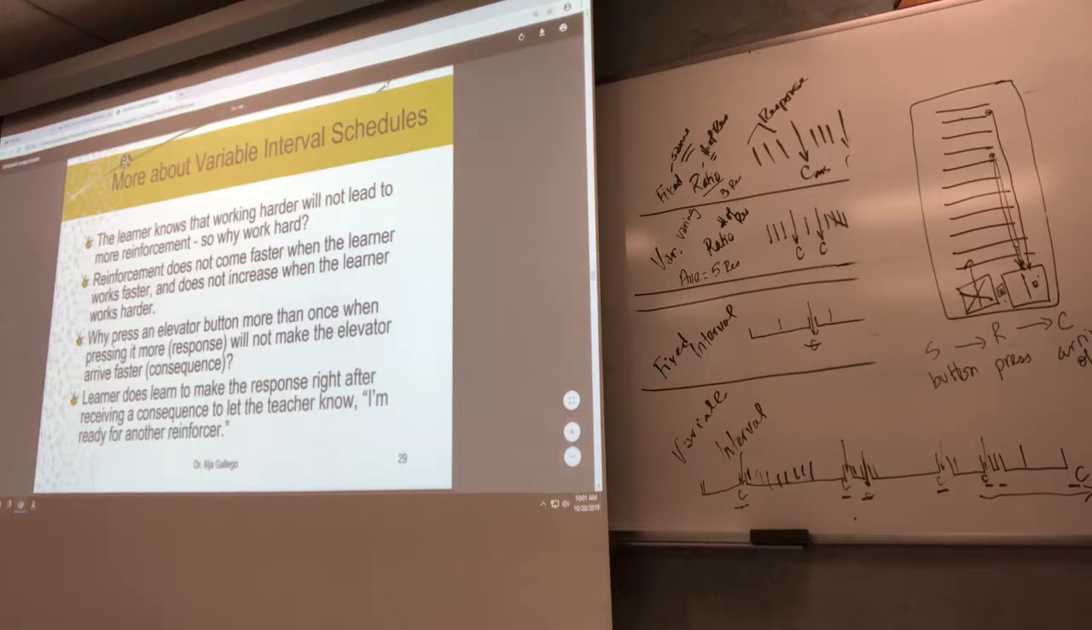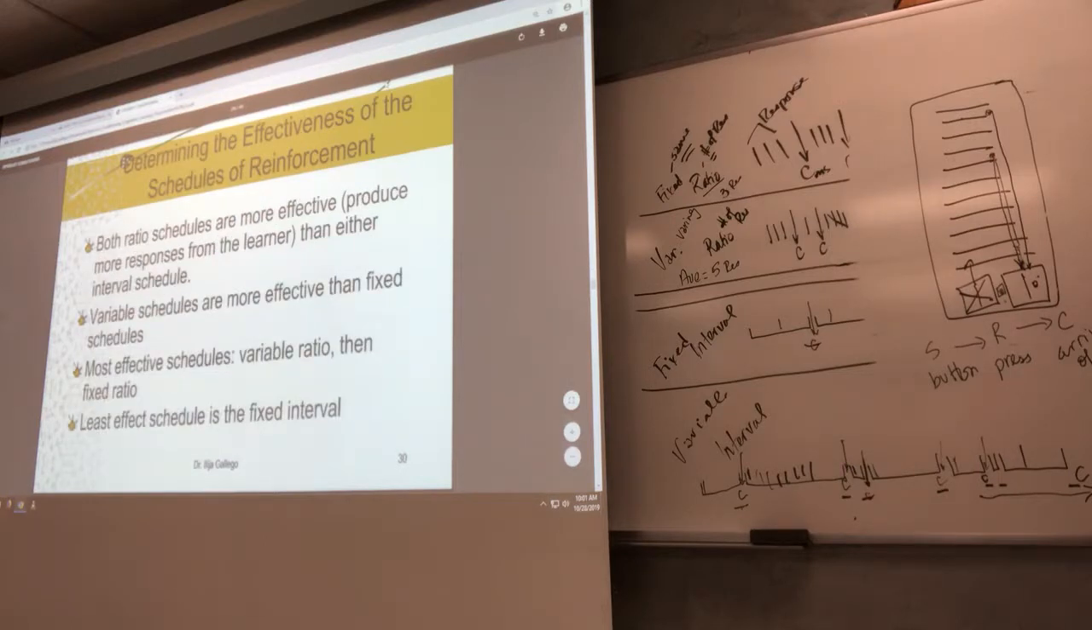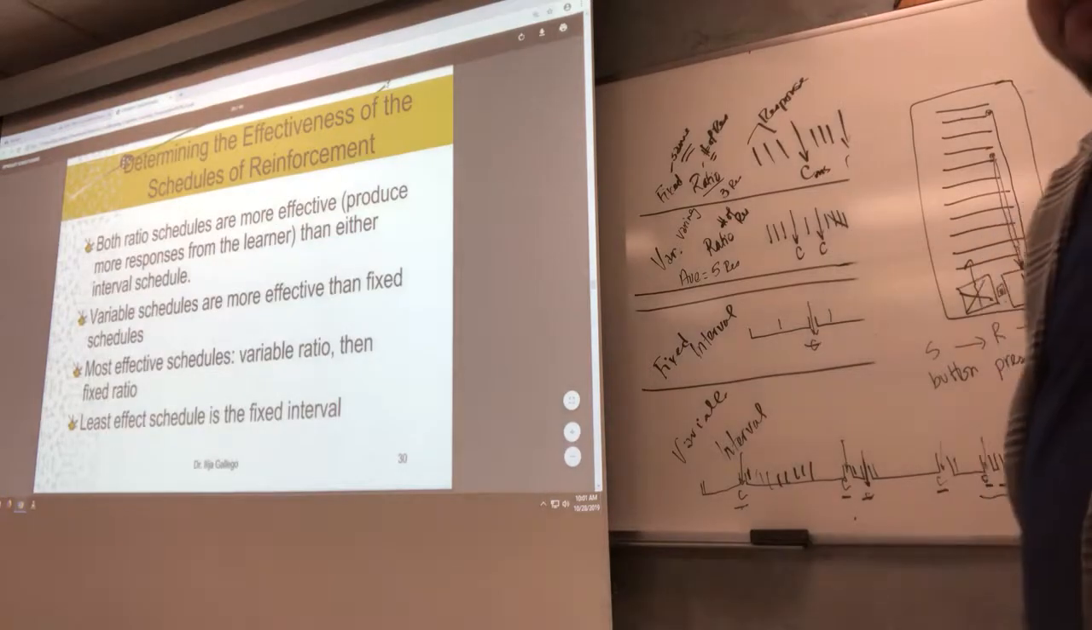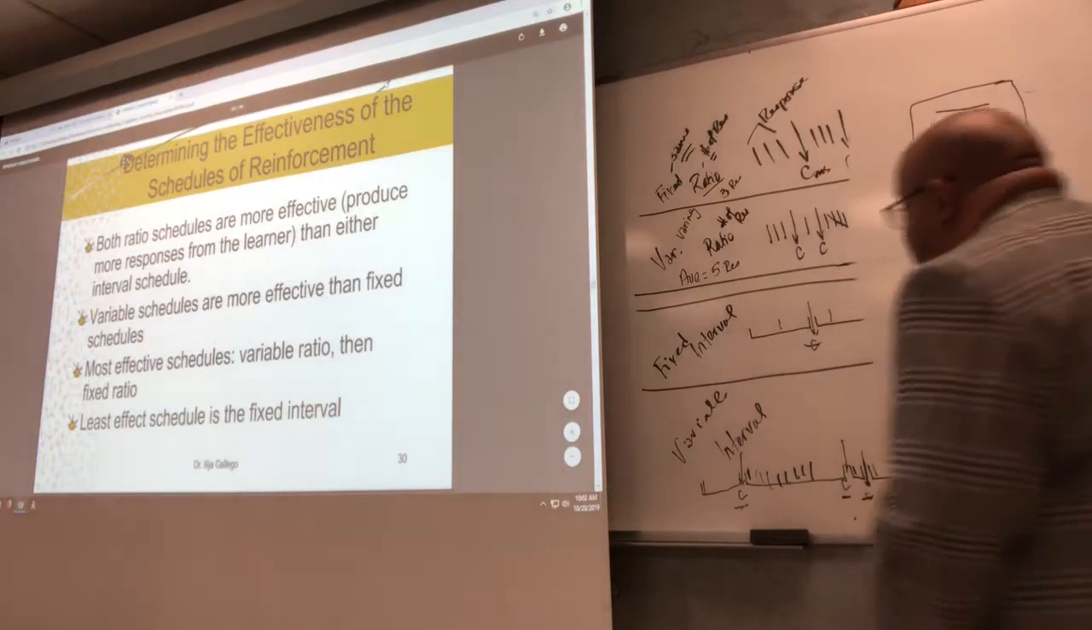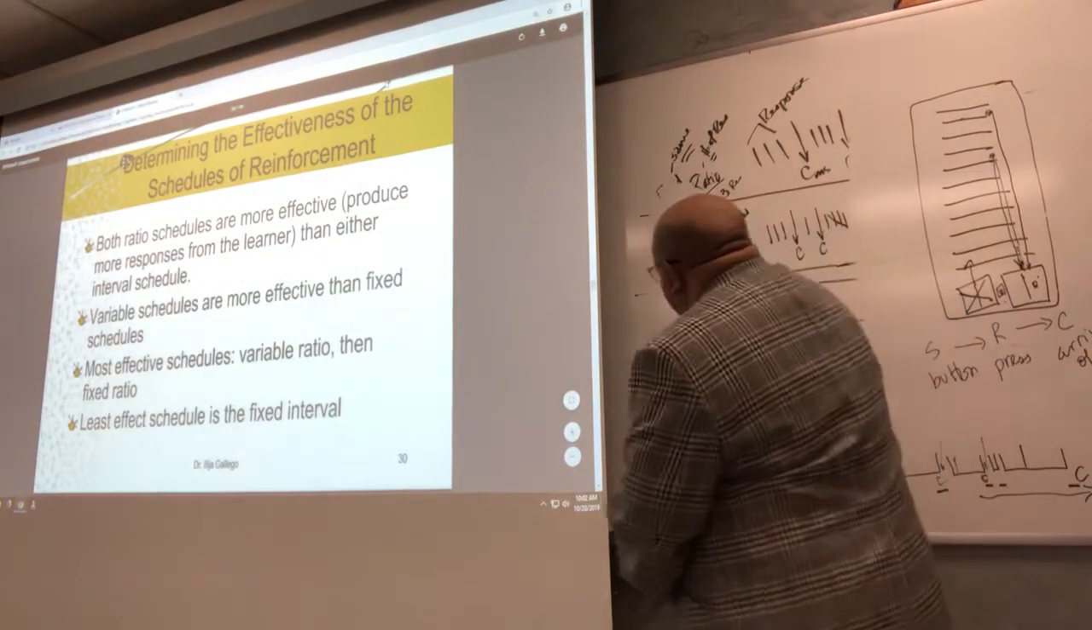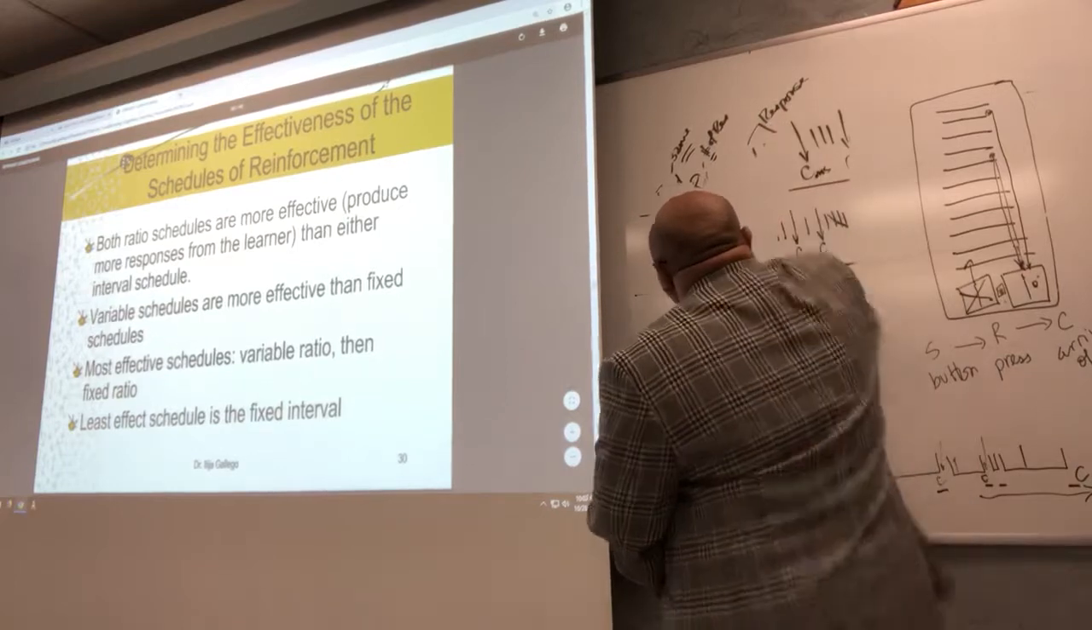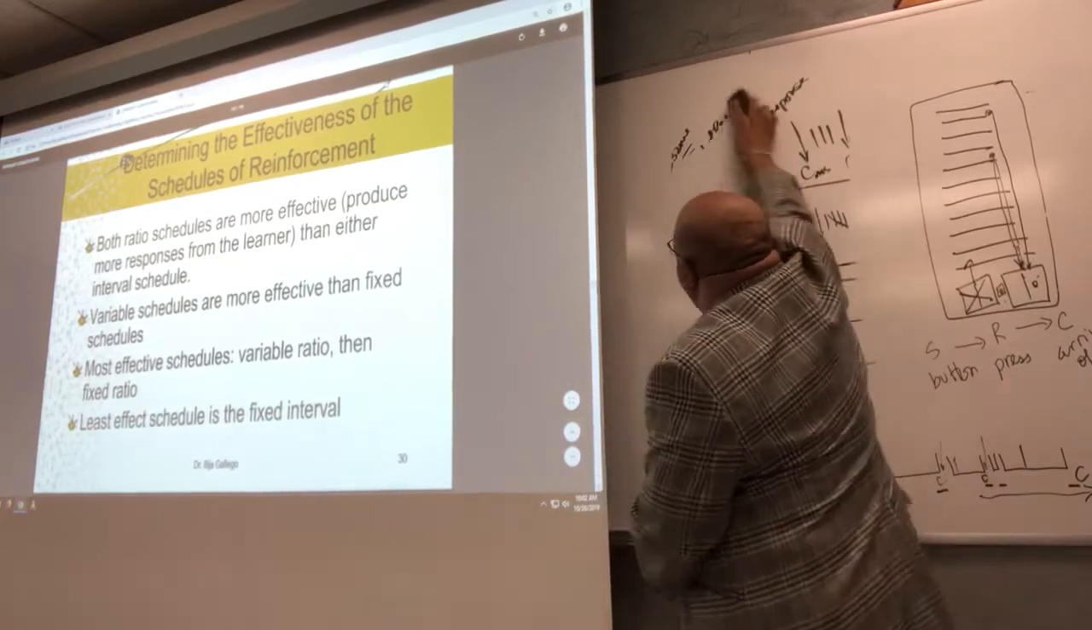But you do learn, even rats learn, to make the response right after receiving a consequence, to let the teacher know I'm ready for another reinforcer, another consequence. All right, so the next thing we want to do is figure out which one of these is best and which one is worst. Now, I already told you that variable ratio is best, but let me show you how you can figure this out.